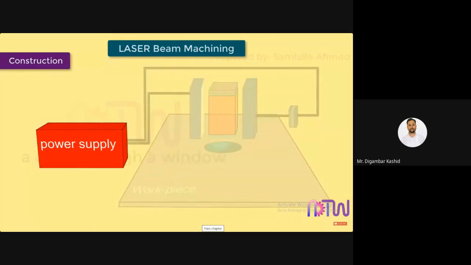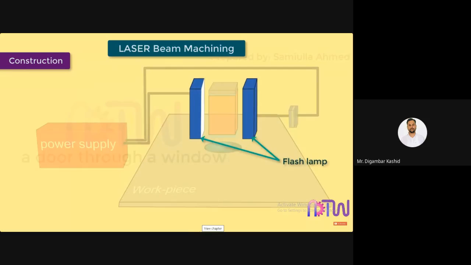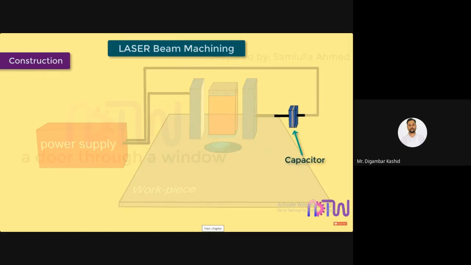Power supply. It requires a power supply of 1 to 10 kilowatt. A high voltage power source is used to produce light in flash tubes. Flash lamp or flash tube is used to charge the electrons of the atoms in the crystal, which is also called the pumping medium. Capacitor. Capacitor is used for operating the laser beam machine in pulses. Pumping medium. The pumping medium in this case is a ruby crystal, which has a large number of atoms which, when they absorb energy, their electrons produce photons.